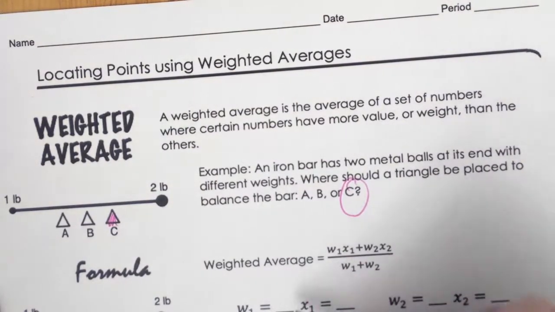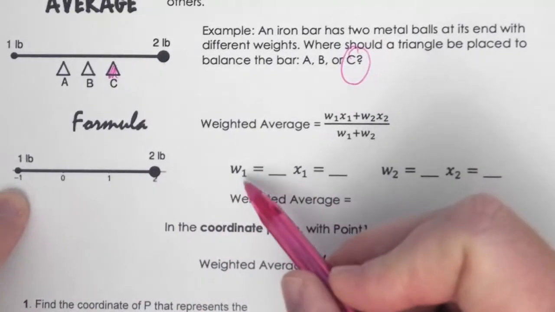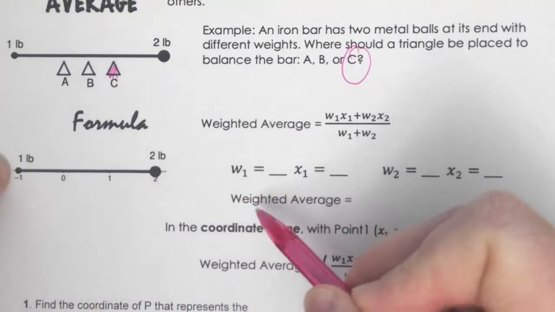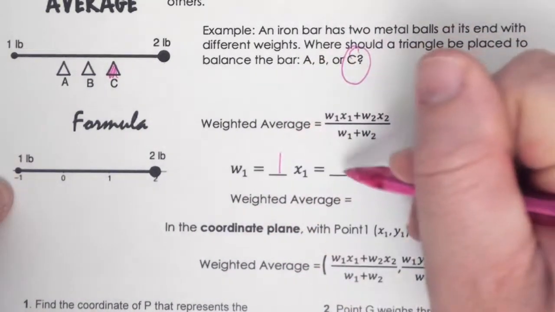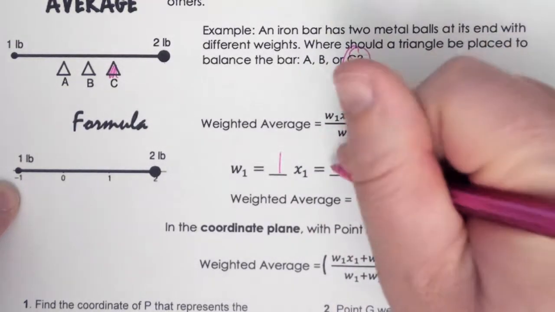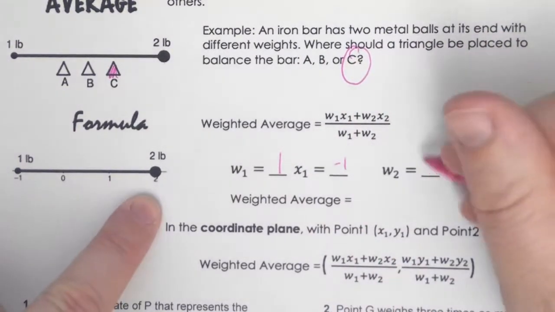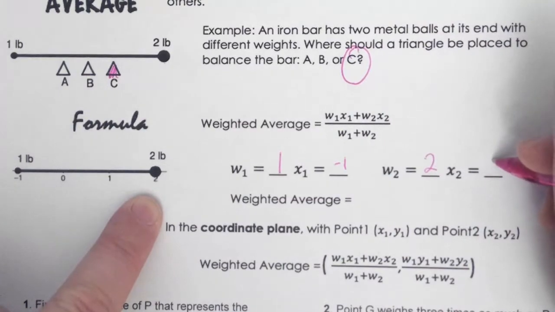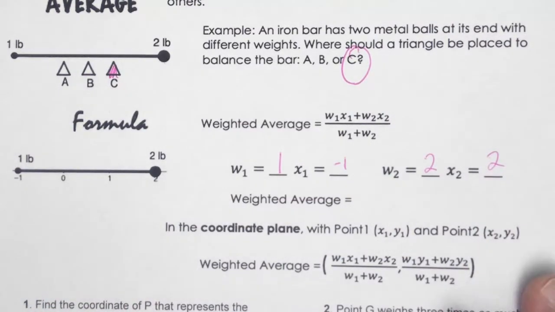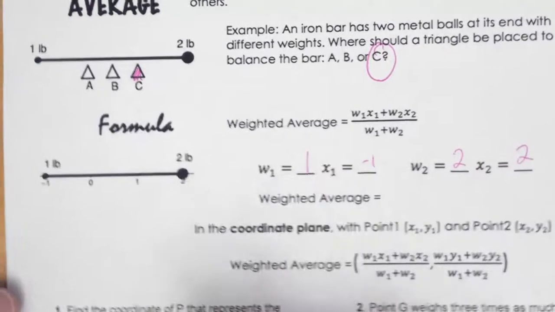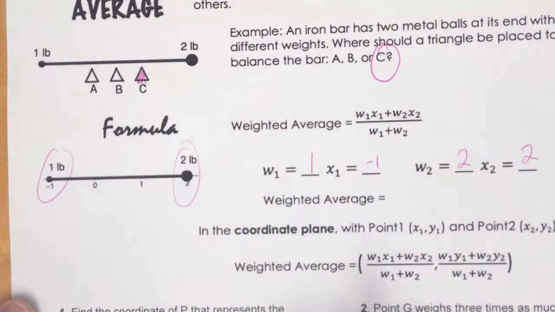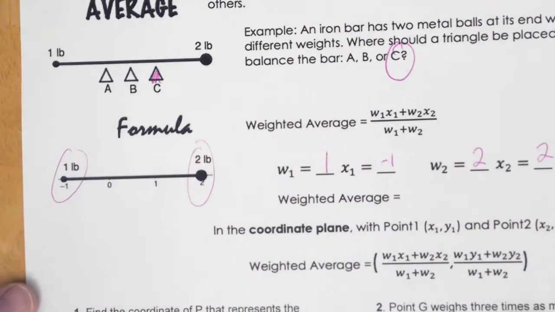All right, so on this one, the weight on the first one is 1 pound, and where's the location? So this is the location, that would be -1, and for the weight for the second one, that's 2, and the location is at 2. All right, so what did we do? So basically, you're going to just multiply these and divide by how many total there are, right?